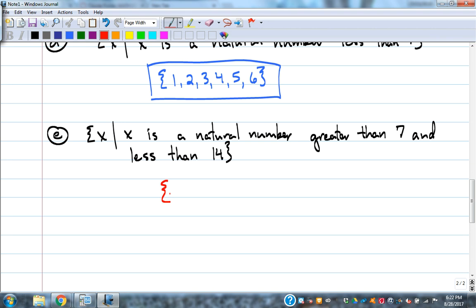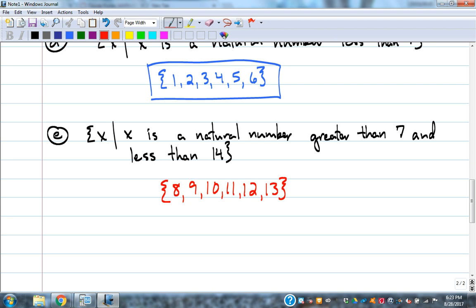So what's the first number in that set? 8. It's a natural number that's greater than 7. So that's 8, 9, 10, 11, 12, 13. Is 14 included here? No, because it says less than 14. If it had said less than or equal to 14, then we include the 14. It just says less than. We have those 6 elements in that particular set.